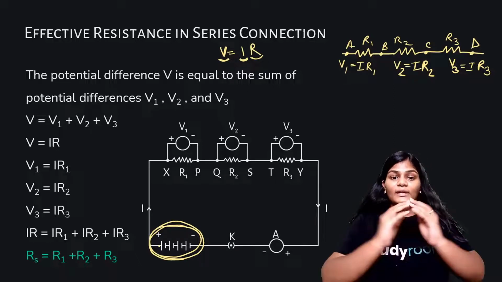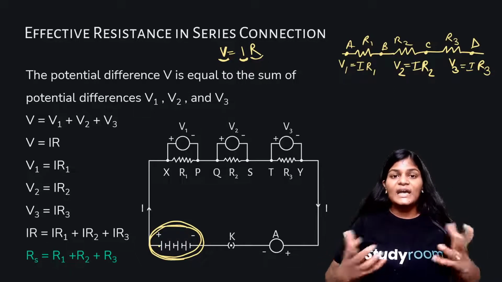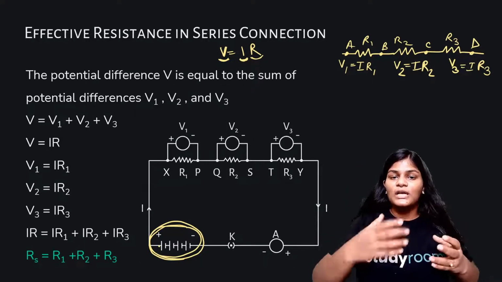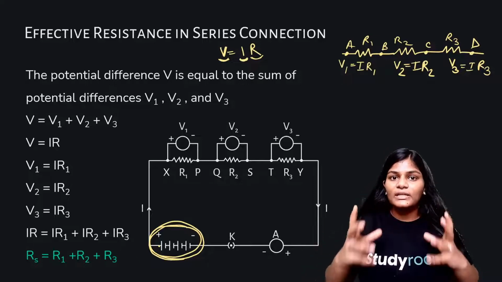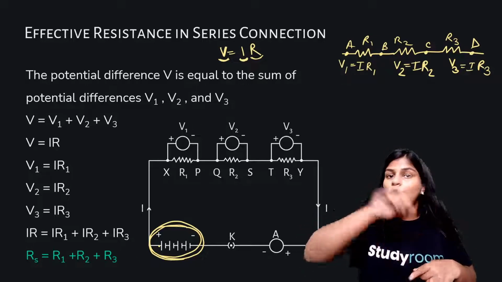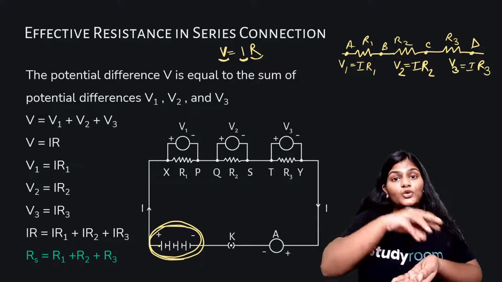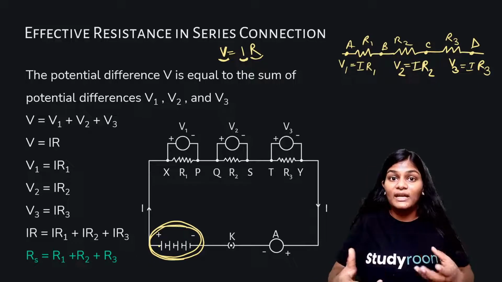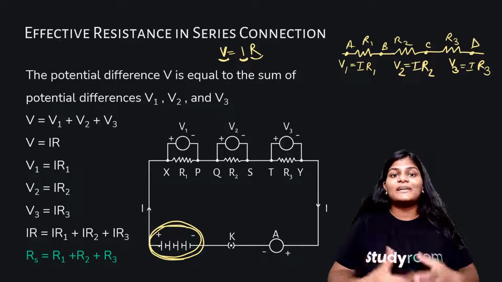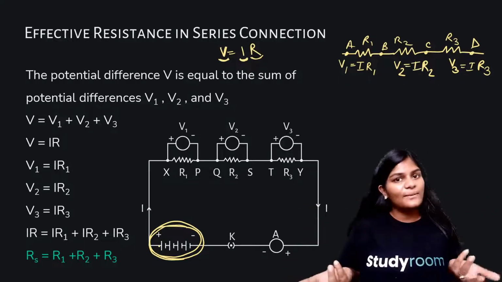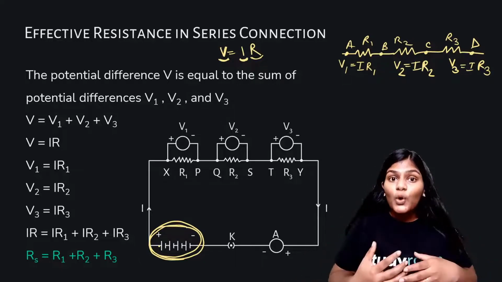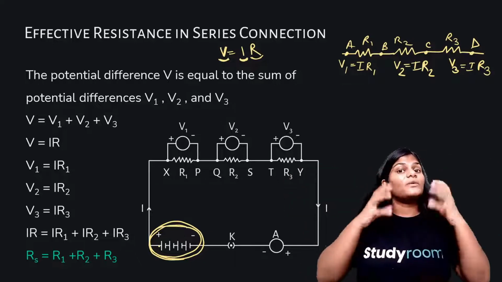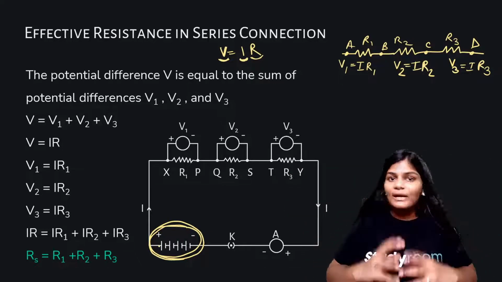Similarly, the battery is like the parent, right? The battery, the parent, is causing the potential difference in the whole circuit. But these 3 resistors, which are like the babies of the mother battery, basically divide that potential difference among themselves, right? So, don't you think all of these individual potential differences added up should be equal to the initial potential difference that the battery is providing?